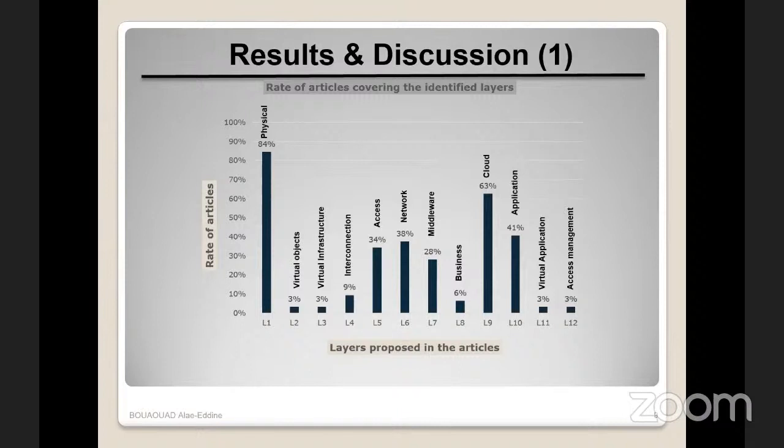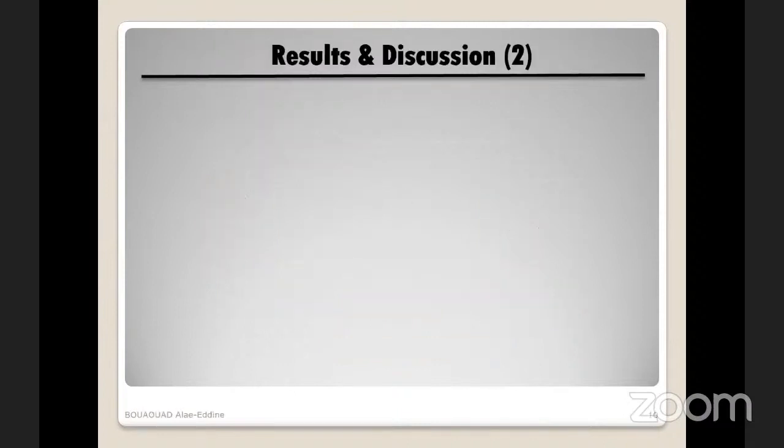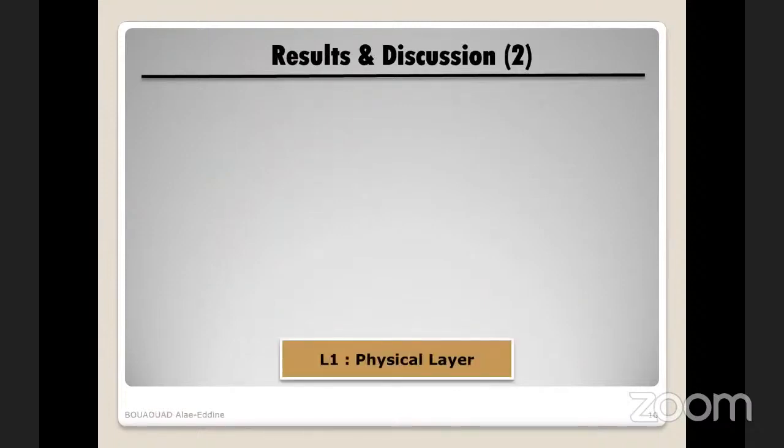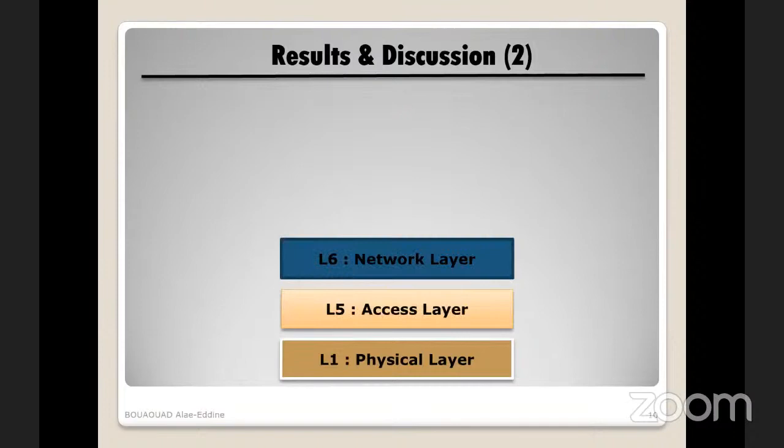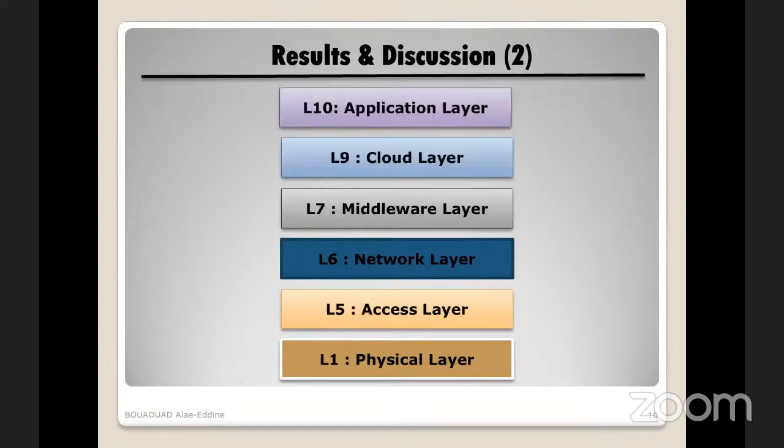For the others, the layers which have the lower percentage of coverage, like layer number 2 or number 3, specific to virtualization, are not preponderant because they are specifically dedicated to virtualization technologies, which most architectures don't deal with. The key layers correspond to the physical layer of connected objects, the access layer, the network layer, the middleware layer, the cloud layer, and finally, the application layer.